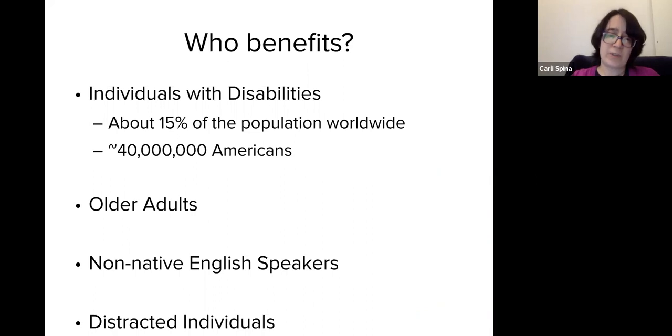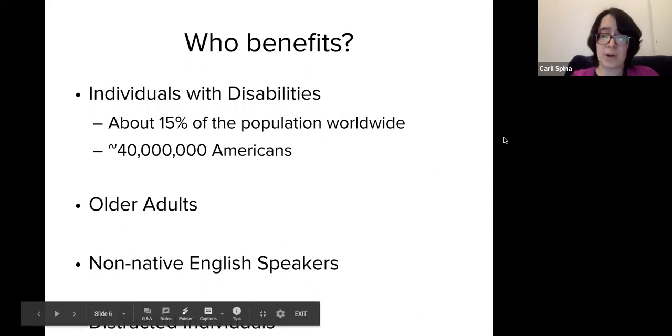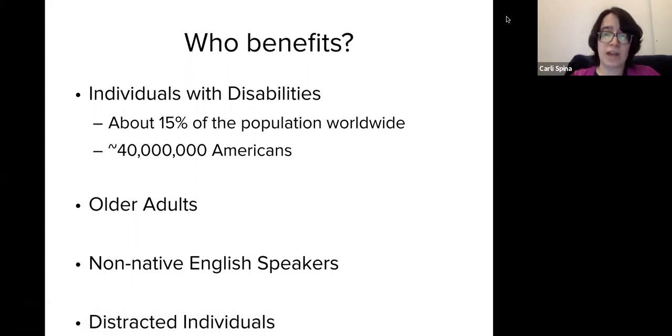So who benefits from this? Well, I think a lot of times when people think of universal design, they think of people with disabilities. And that is a huge portion of it. That's a big part of why the concept was developed. And that is a big part of the population, though. I think people often overlook that because sometimes people aren't able to make use of services if they're not already accessible. But worldwide, about 15% of the population has disabilities, and about 40 million Americans have disabilities. So that is a big population that benefits.